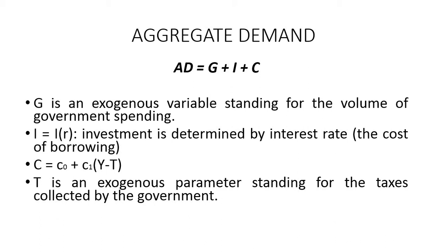So G is an exogenous variable standing for the level of government spending, and exogenous here means that we are unable to predict or explain the value of government spending based on this model. So basically, the government spending level is just up to the government, so it's a part of fiscal policy implemented by the government, and we treat it as some exogenous variable.